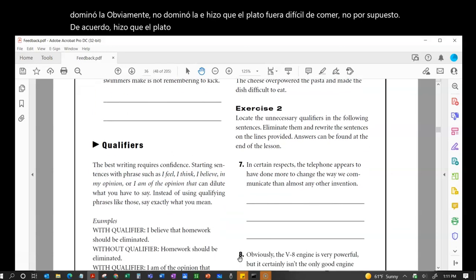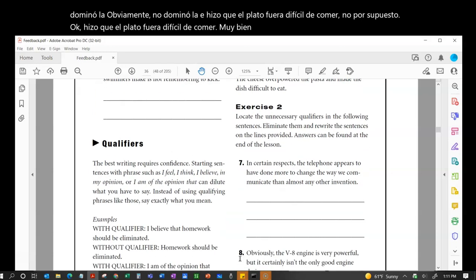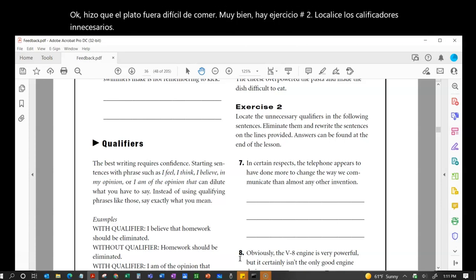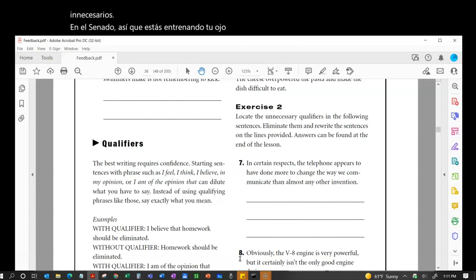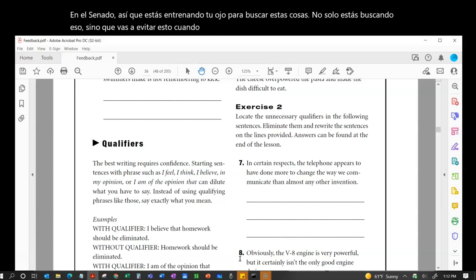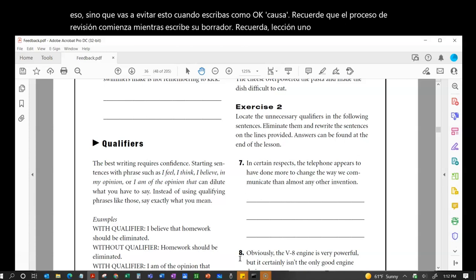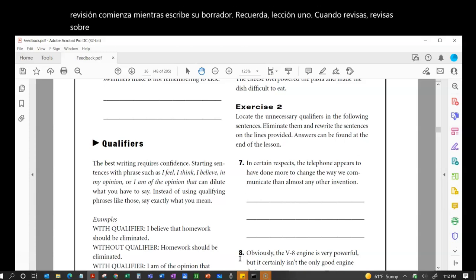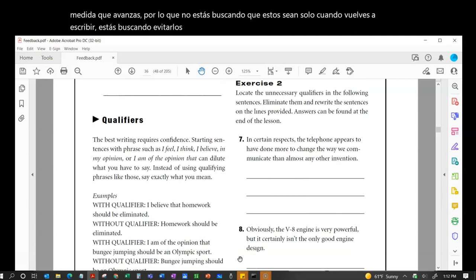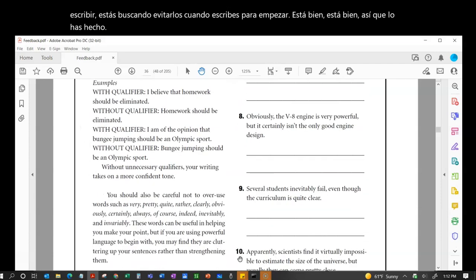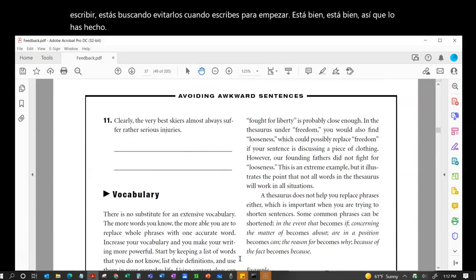All right, there's exercise number 2. Locate the unnecessary qualifiers in the sentence. So you're training your eye to look for these things. Not only are you looking for that, you're going to avoid this when you are writing as well, because remember, the revision process starts while you are writing your draft. Remember lesson 1, when you revise as you go. So you're not looking for these just when you go back through your writing. You're looking to avoid these when you write to begin with. All right, so you have exercises 7, 8, 9, 10, and 11.